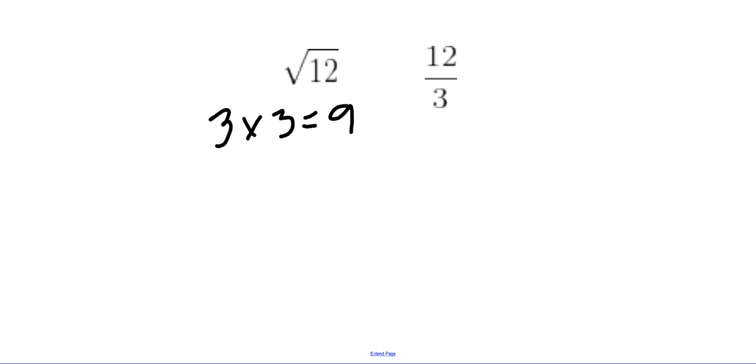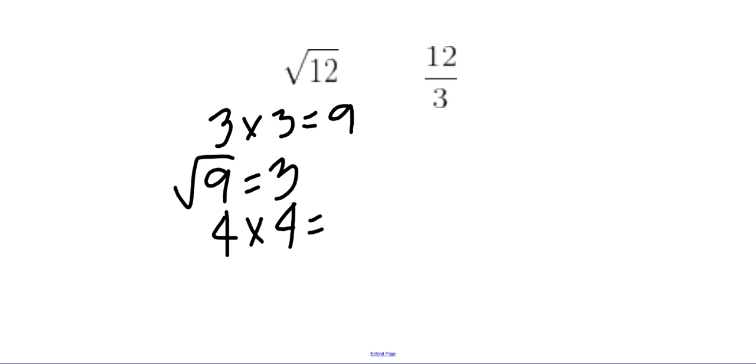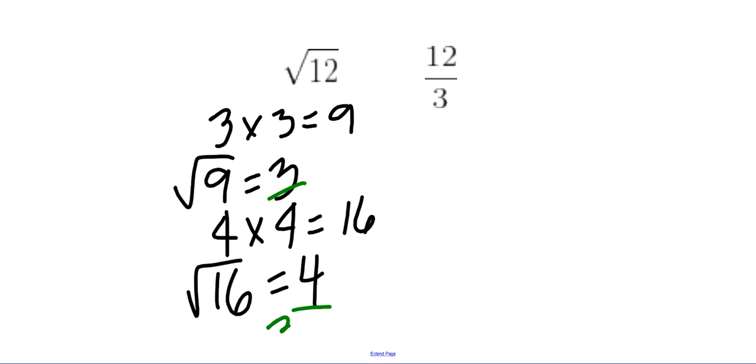3 times 3 is 9. So I know the square root of 9 is 3. So I know square root of 12 has to be a little bit bigger than the number 3, right? Let's see. Let's go up one more then. 4 times 4 is 16, which means square root of 16 is 4. Oh, perfect. I think I found what my square root is in between. Square root of 12 looks like it's in between 3 and 4.